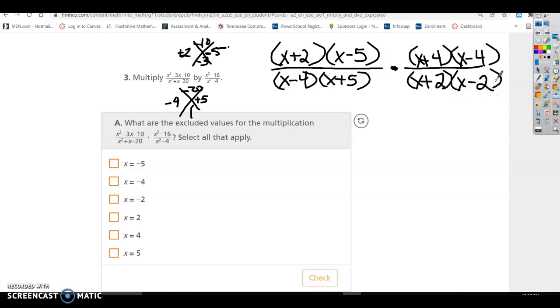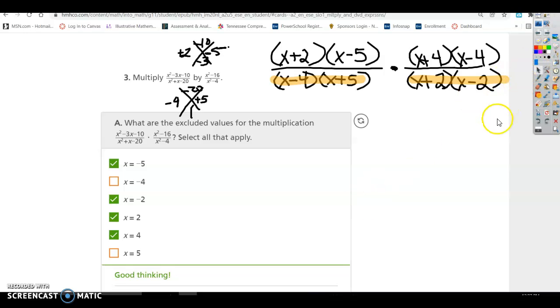And then we can see all of our excluded values come from our denominator, which is all of the denominator in both of these. So it says, what are the excluded values? So 4 minus 4 is 0. Remember, anything that makes the denominator 0 is an excluded value. So 4 would be an excluded value. Negative 5 plus 5 makes this one 0. So negative 5. Negative 2 plus 2 is 0. So negative 2. And then 2 minus 2. So there are 4 excluded values in this expression.